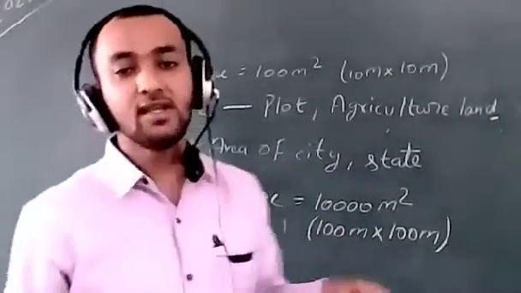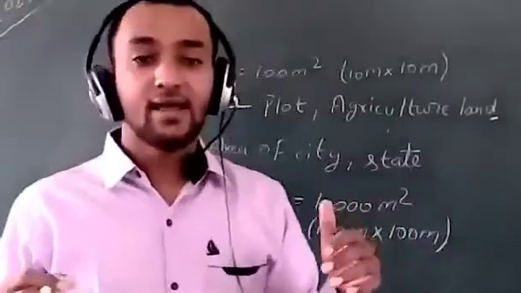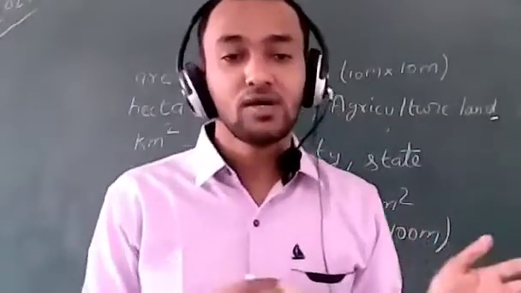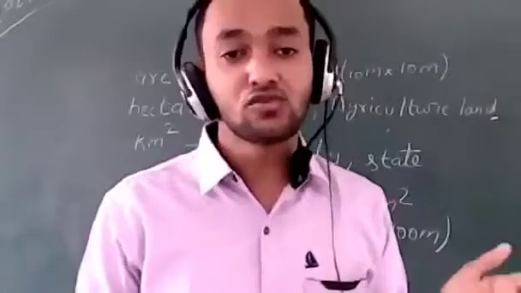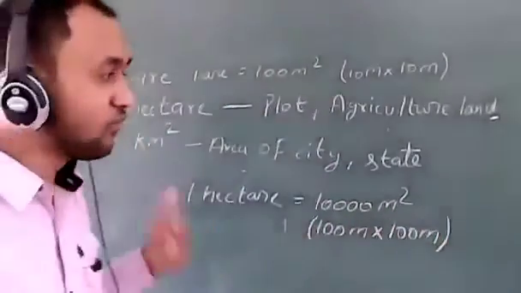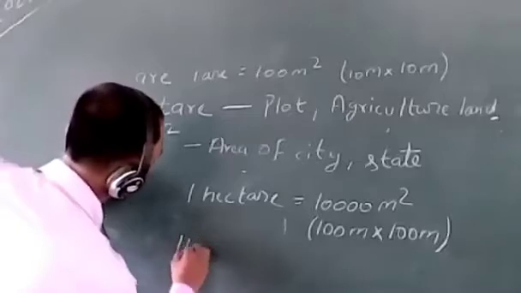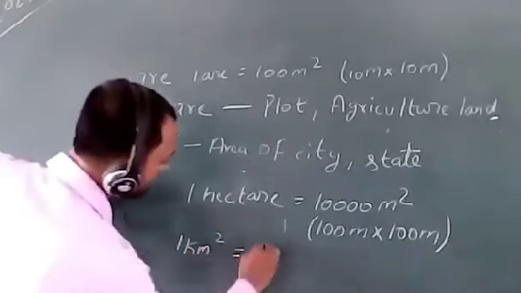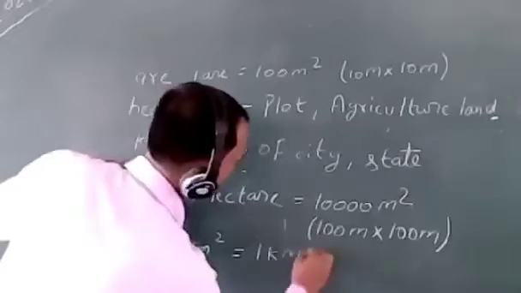If we have to measure the area of a city or state, like we have to calculate the area of Uttar Pradesh, or the area of Gorakhpur, we will calculate its area in kilometer square. Okay. So what is 1 kilometer square? 1 kilometer square is equal to 1 kilometer into 1 kilometer.